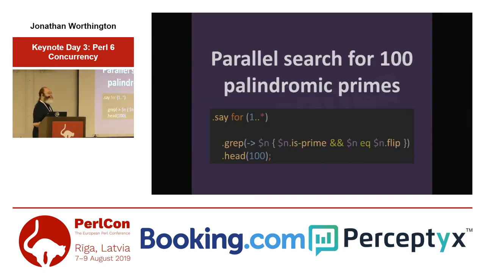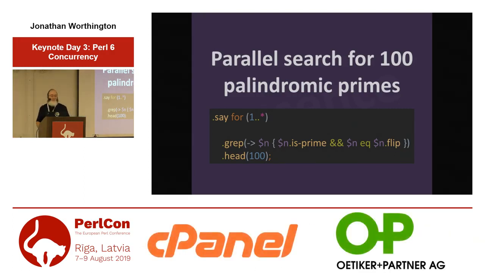If you excuse me, a slightly geeky one. Search for the first 100 palindromic primes. Okay, that's a prime number where if you flip the digits around, then it's the same number. They seem to come in bunches, it's kind of curious. So here we take the whole infinite range of positive numbers, which somehow magically fits in memory.